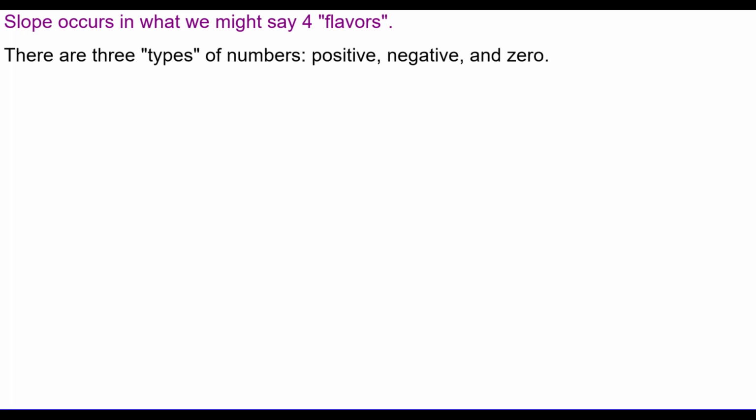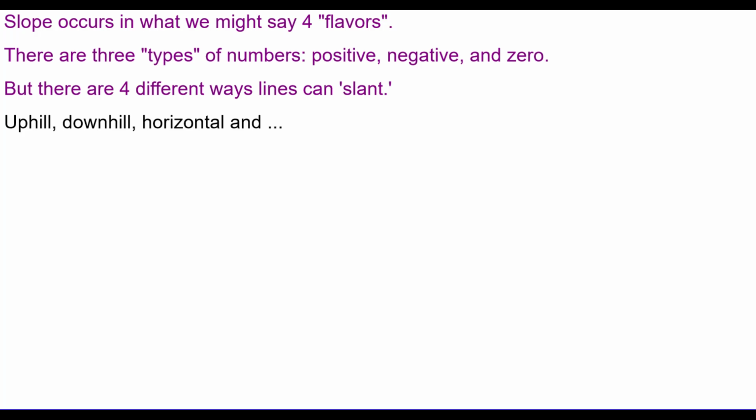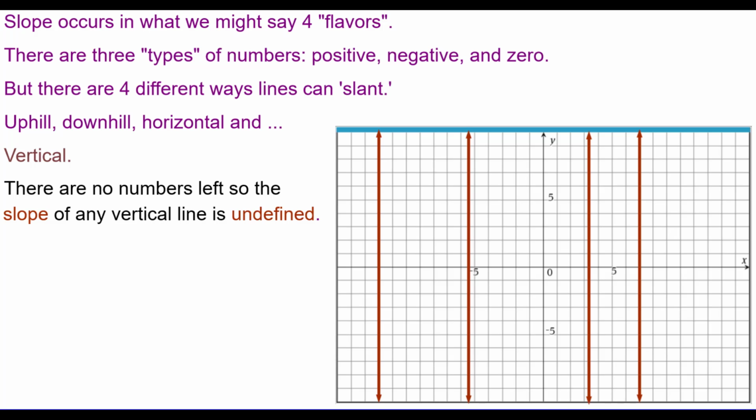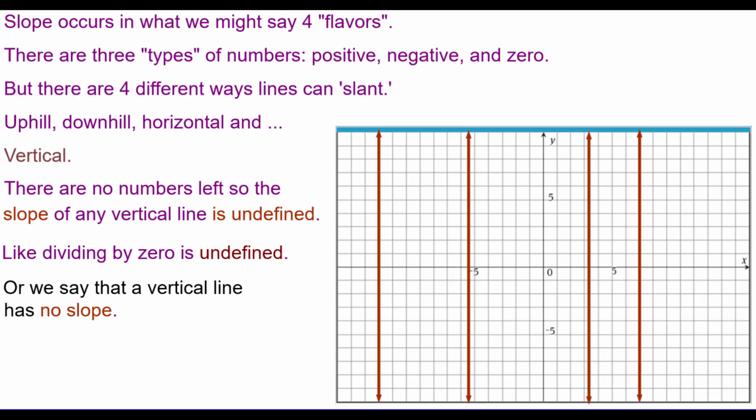There are 3 types of numbers, positive, negative, and 0, but there are 4 different ways that lines can slant. There's uphill, downhill, horizontal, and vertical. There are no numbers left, so the slope of any vertical line is said to be undefined, like dividing by 0 is undefined, or we say that a vertical line has no slope.